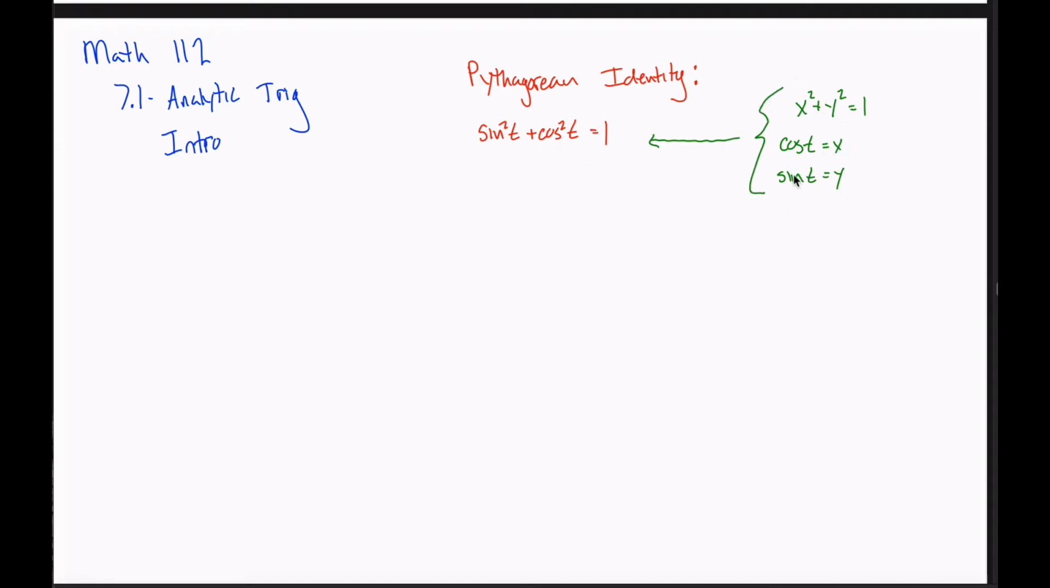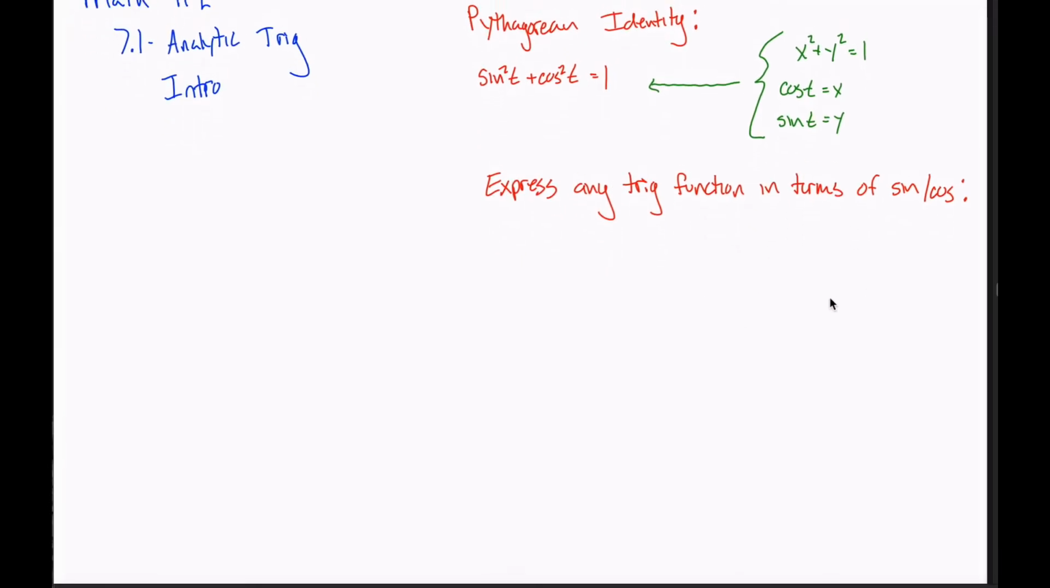You don't really have to concern yourself with the derivation, you just have to know this fact, that if you ever have the sine squared of an angle plus the cosine squared of an angle, it simplifies to just the number 1. The other fact that you'll need is the knowledge that you can express any of our 6 trig functions just in terms of sine and cosine.